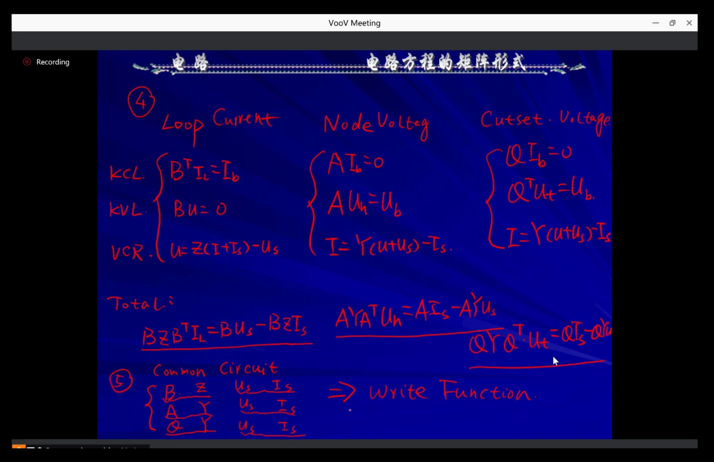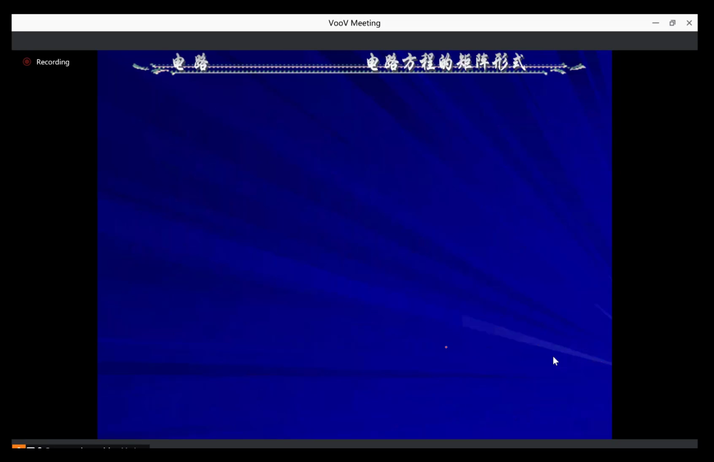Pay attention, we don't need to calculate, because this method is designed for computers, not for human hand calculation. This method is designed for very complicated circuits and for computer calculation. This is the total content of this chapter. Okay, this is the end of this chapter.